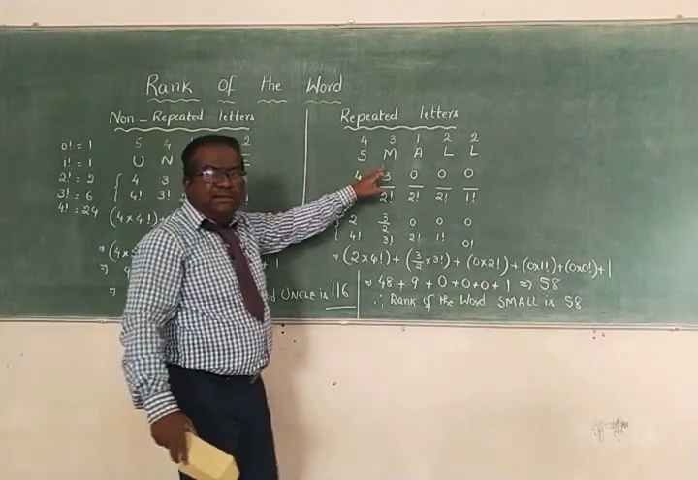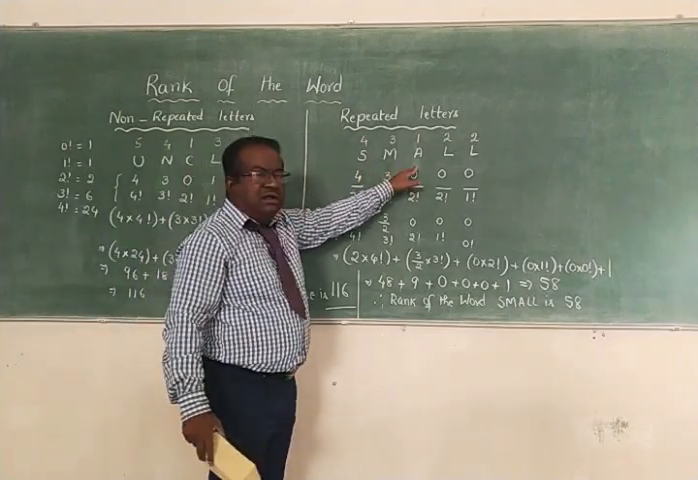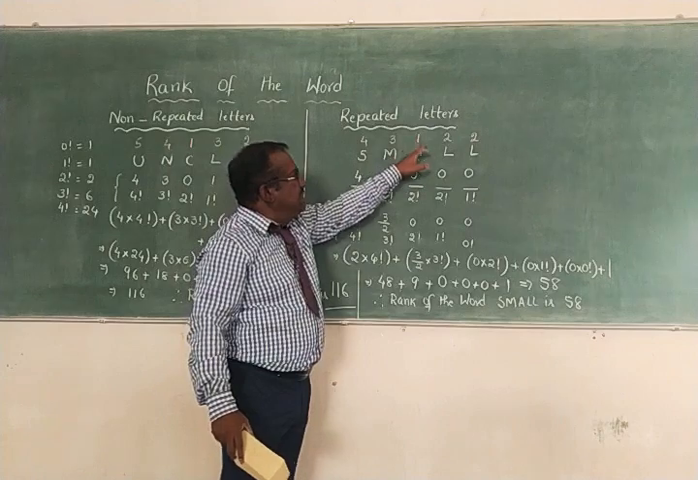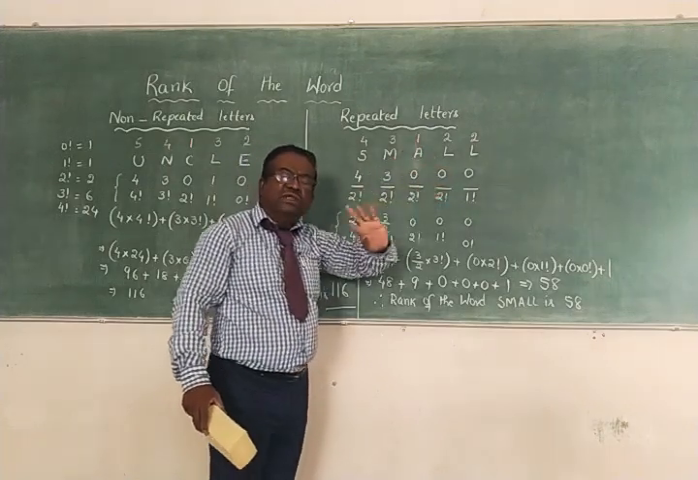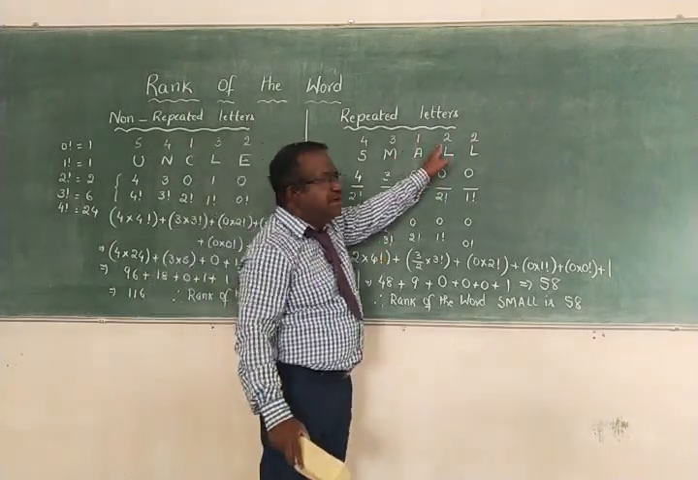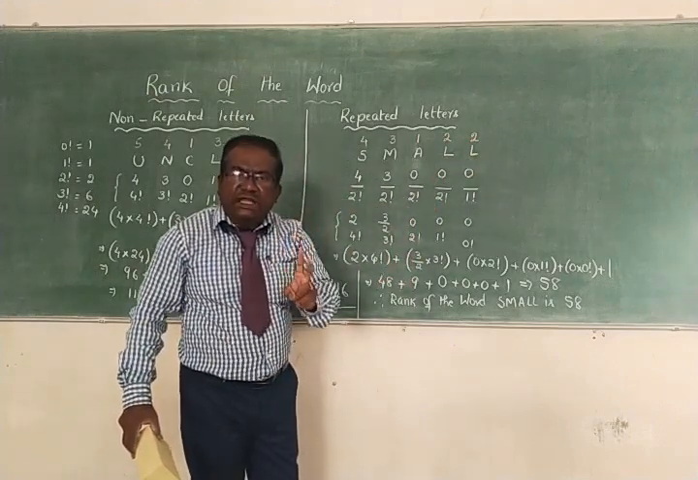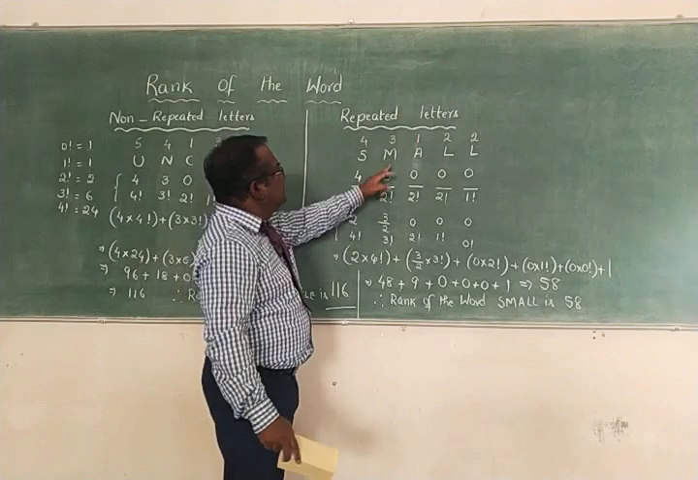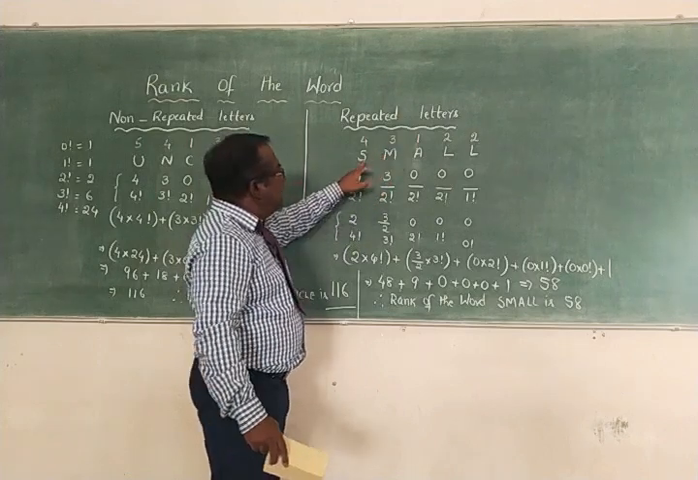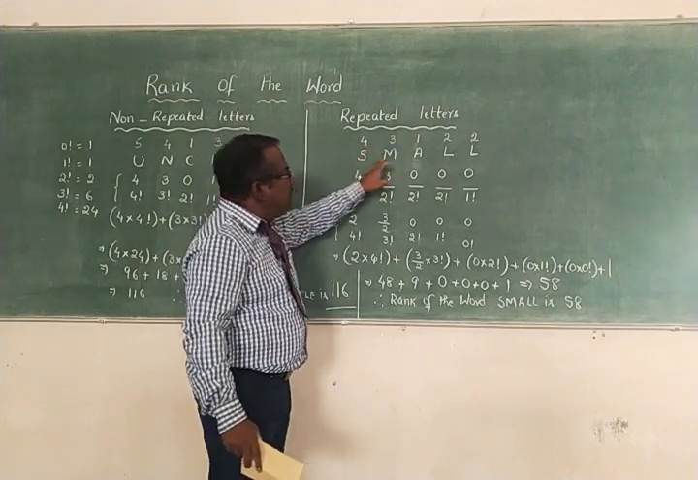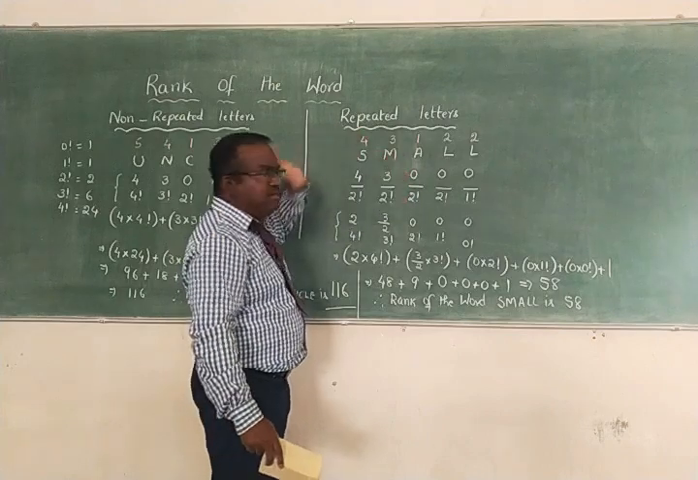Even here also the same procedure. A is the first letter. Next, L, both are same letters. We should give the same number. When the letters are same, the numbers also should be given the same. Next, M is the next letter, S is the next letter. So in SMALL also the same procedure.